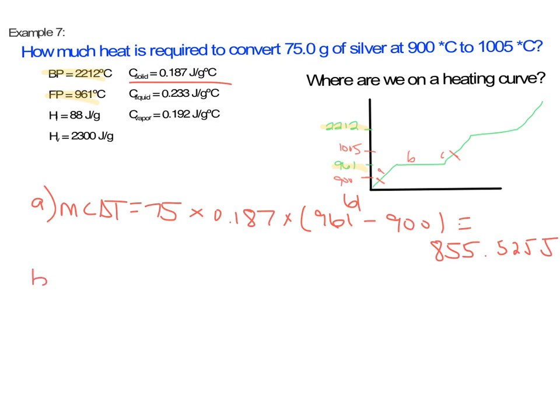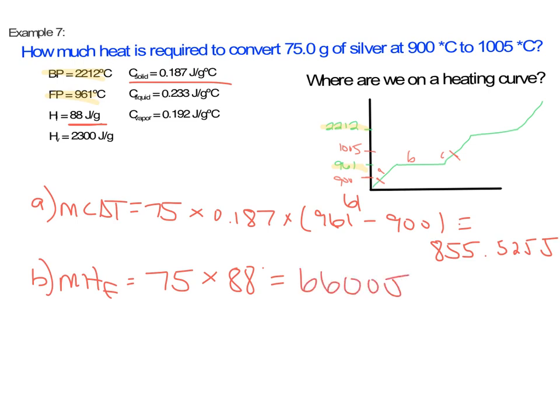Okay, step B is going to be a phase change. We're melting, so MHF, so we're going to have our 75 grams times our HF, which were given to us in the problem, which is 88, dropping units, times 88 is going to give us 6,600 joules. So we've got our second one. Now we just have to do our last one.